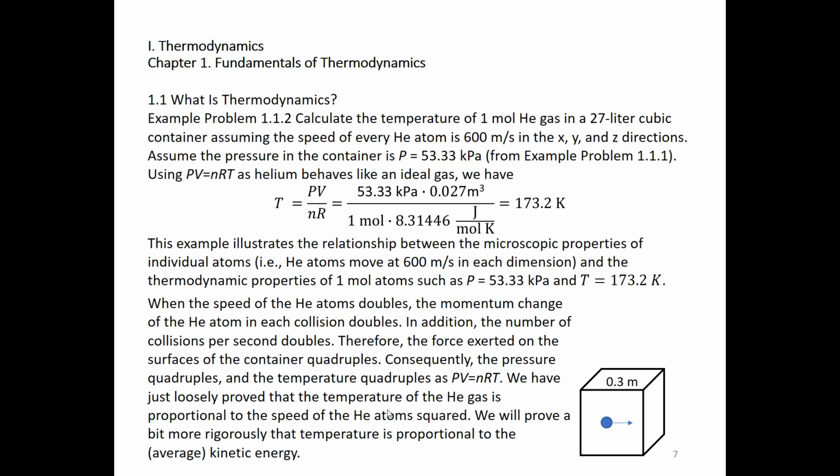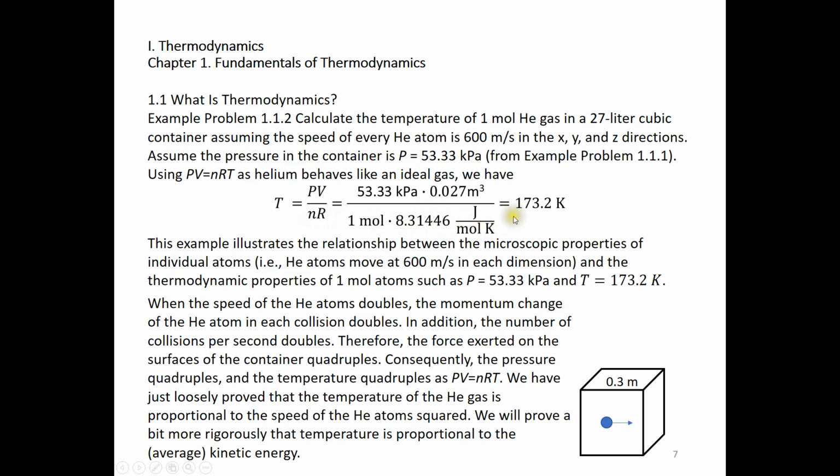We can also calculate the temperature using the ideal gas law, PV equals nRT, because we have the pressure calculated, 53 kilopascals. We have the volume, 27 liters, converted to 0.027 cubic meter. And then we have the number of moles. We have the gas constant on the bottom, 8.3 joules per mole K.